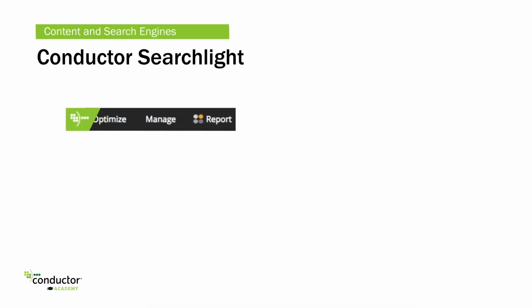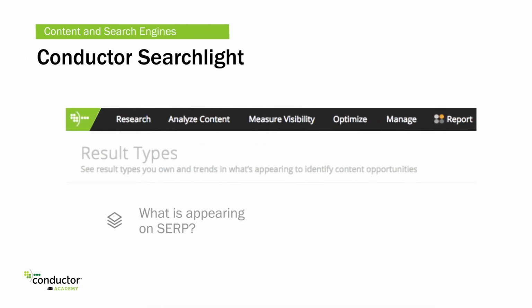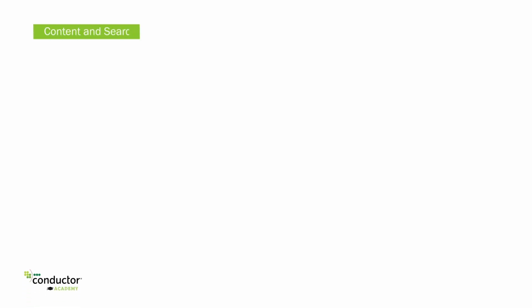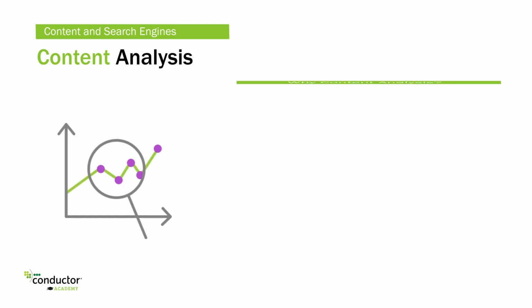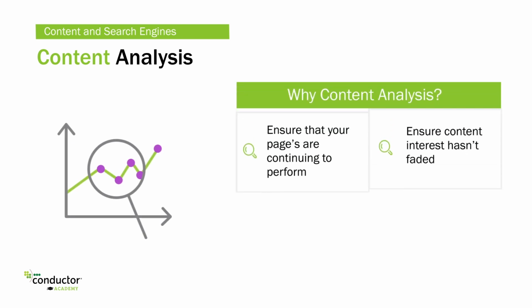There are platforms like Conductor Searchlight that allow you to take a deeper dive into SERP analysis with features like result types. Result types will show the user what is appearing in SERP and how content should be optimized in order to rank for a certain keyword. You will also be able to determine if the keyword is even worth targeting based on if it's appearing on page 1. If you are finding that you are not ranking, it's probably time to evaluate your keywords and analyze your page's content.